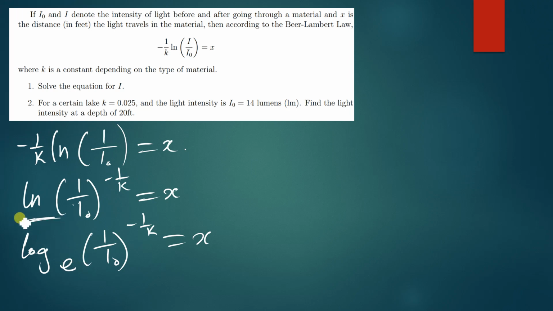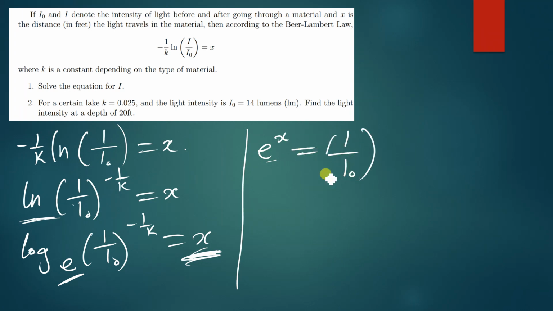That's what ln means. So if the base is e, when you are converting this to exponential form, we are going to take e as the base, so we have e to the power x. This will remain as the base, and the power is whatever is on this side, and this is equal to I/I naught to the power -1/k.